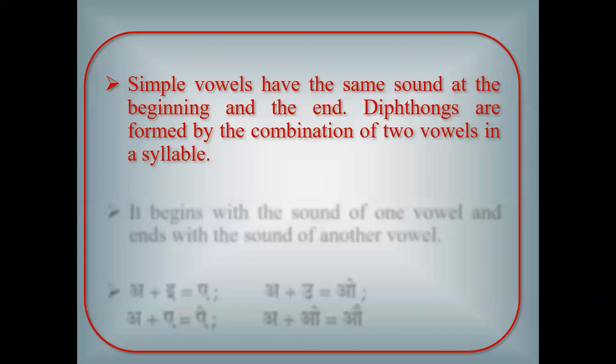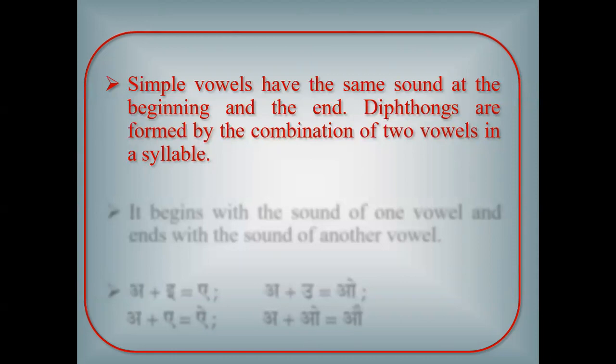E is produced from the palate. U is produced by rounding your lips. So its place of pronunciation, from the beginning to the end of pronunciation, remains the same. Therefore, they are called simple vowels. We will see in detail about the place of pronunciation.